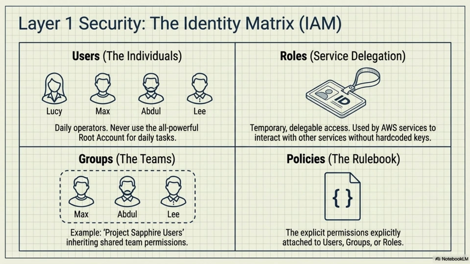Layer 1. Security. The identity matrix, IAM. Security in AWS starts with IAM. You have users, individuals; groups, teams; roles, temporary access; policies, permissions. Here's the important part. Never use root for daily work. And always assign permissions through roles and policies. Because security is not optional, it's foundational.